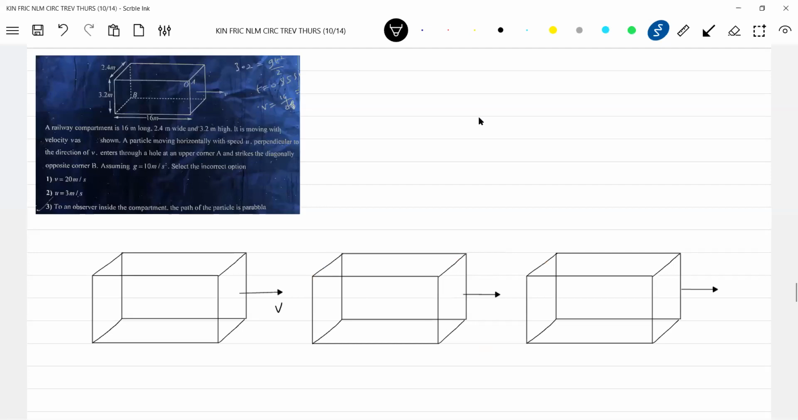Okay, now you see this. There's a velocity v given. Here is a hole in a railway compartment. A particle is moving with speed u perpendicular to the direction of v. If you want, you can write a coordinate system, otherwise not needed actually. If you take this as the x-axis, y-axis, and this is the z-axis.